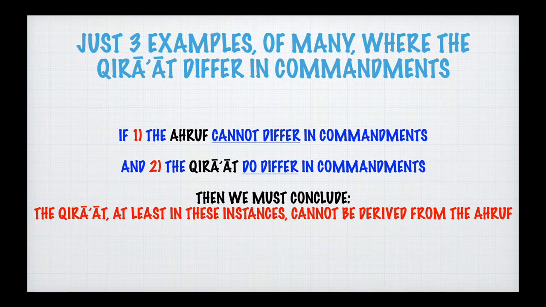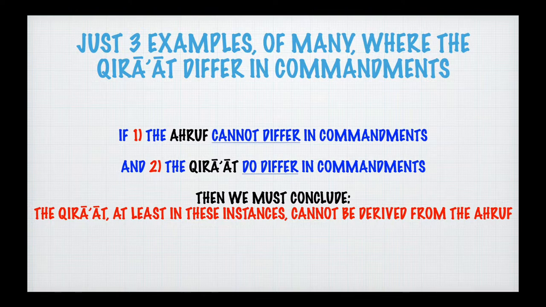But this is what I laid out here, and David can give it in syllogism form to make it really clear what the argument is. Here's how I put it. If 1, the ahruf cannot differ in commandments, and 2, the qira'at do differ in commandments, then we have to conclude that the qira'at, at least in these instances, cannot be derived from the ahruf. And so this is the major argument from this whole presentation, that to any Muslim you talk about preservation of the Quran. So take this away, anyone who is going to talk to Muslims about this topic.